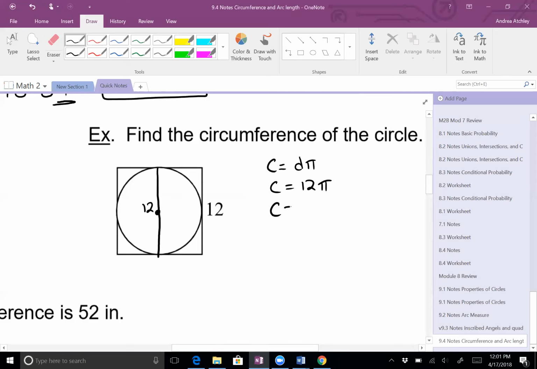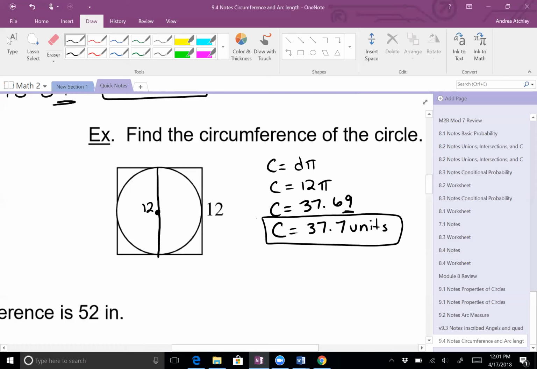So my circumference is 37.69. Does the 9 make the 6 move up? Yes. So my circumference is 37.7, and then it doesn't give me a unit of measure, so I just put units. It doesn't tell me if it's feet or miles or anything. So I just write it like that.